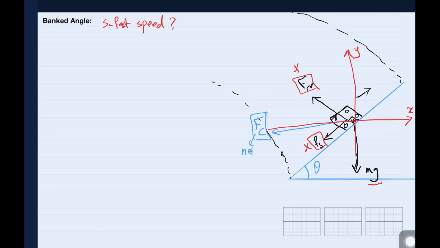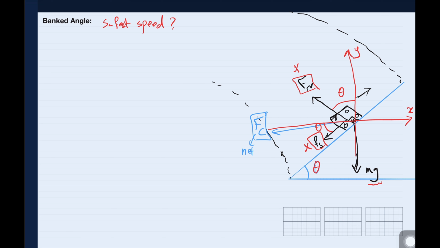If this angle is theta, like any number could be this angle, then this angle is theta, and also this angle is theta. If you don't know how, you can ask me in the comments, and I'm going to explain in another session. Okay, so this is theta.